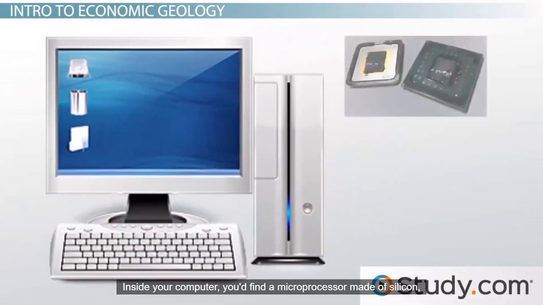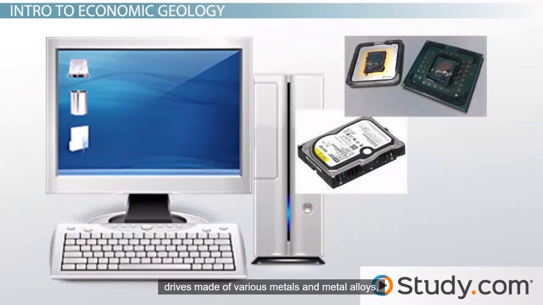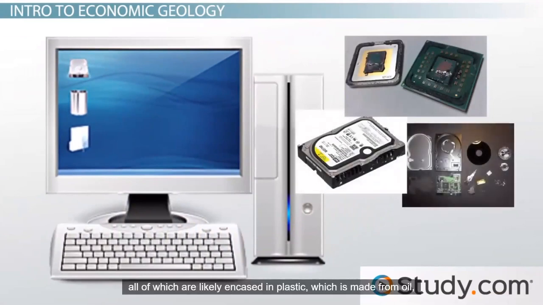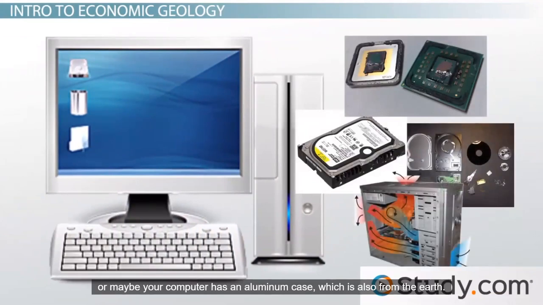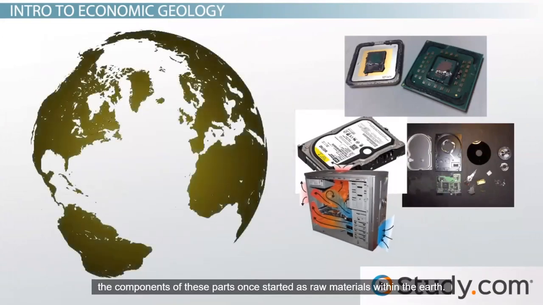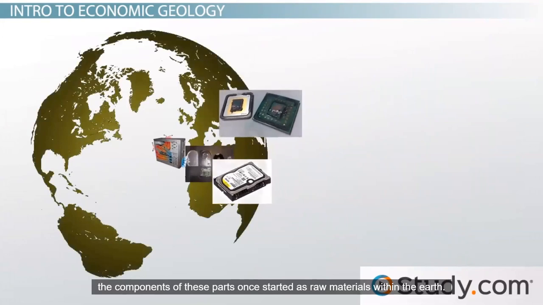Inside your computer, you'd find a microprocessor made of silicon, drives made of various metals and metal alloys, all of which are likely encased in plastic, which is made from oil, or maybe your computer has an aluminum case, which is also from the Earth. Before they powered your computer, the components of these parts once started as raw materials within the Earth.